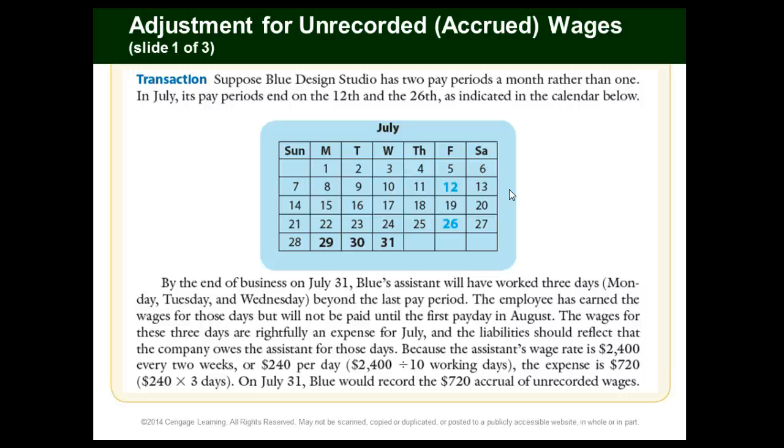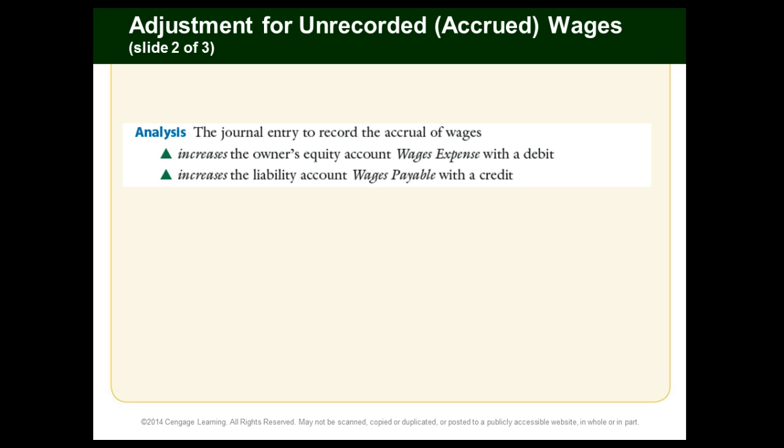Now, because the assistant's wage rate is $2,400 every 2 weeks, or we call it $240 a day, we're going to need to accrue those 3 days, the 29th, the 30th, and the 31st, at $240 a day, or $720 for the 3 days. So we need to find a way to show we've incurred those wages, even though we haven't paid them, but we owe them.